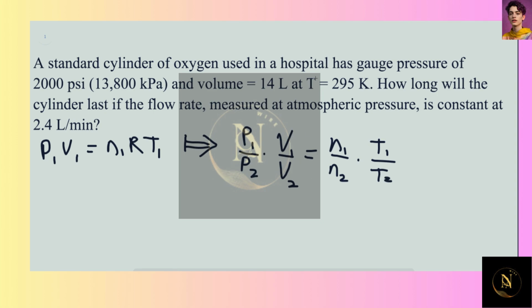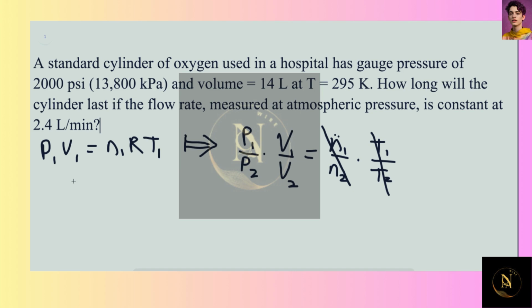And we're going to assume that the temperature is constant inside and outside the cylinder. So T1 equals T2, so T1 over T2 is equal to 1. And similarly, we're not converting the gas to anything else, so it's going from the cylinder to the outside air, but the number of moles is not changing in essence, so N1 over N2 is equal to 1.